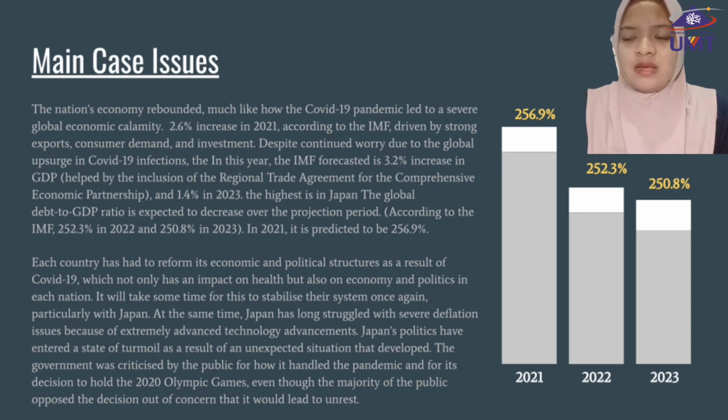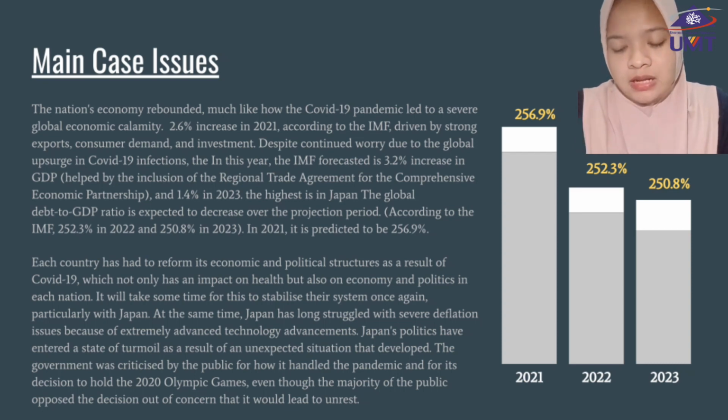At the same time, Japan has long struggled with deflation issues because of extremely advanced technological advancement. Japan's politics have entered a state of turmoil as a result of an unexpected situation that developed.